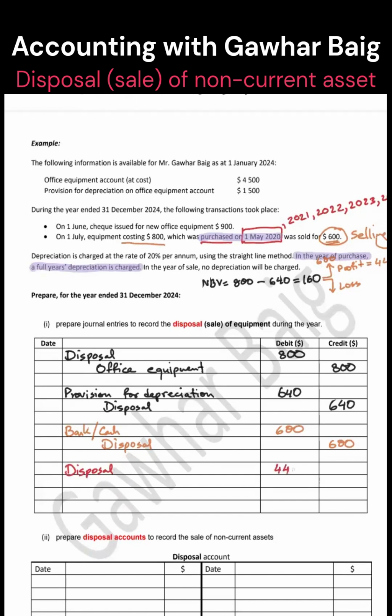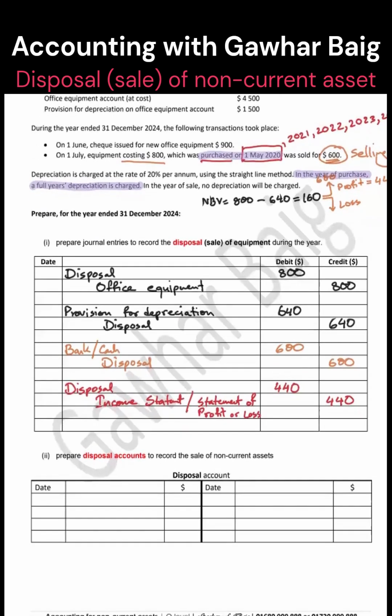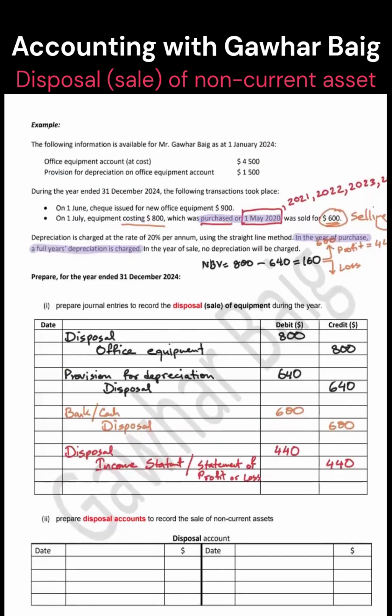So let's record the profit by debiting the disposal account by $440 and crediting the income statement or the statement of profit or loss by $440. This is the journal entry for recording the disposal of a non-current asset.